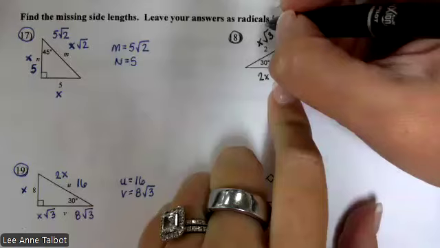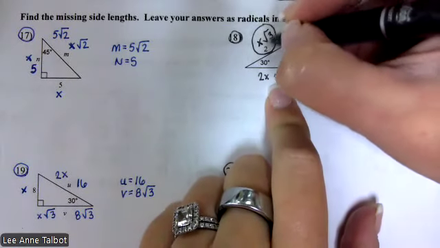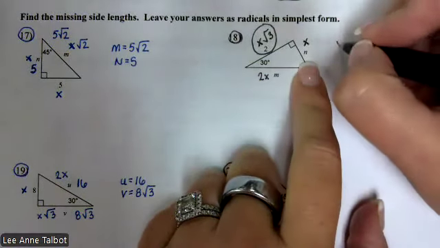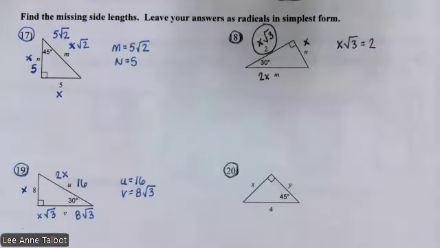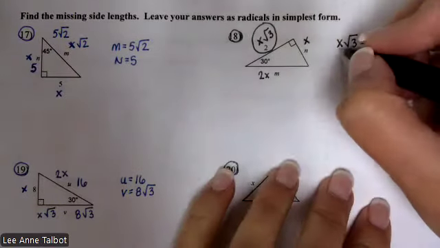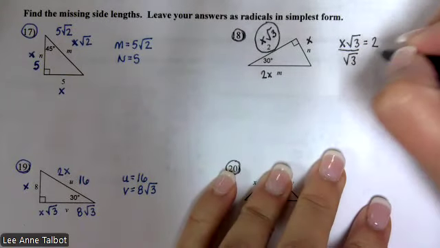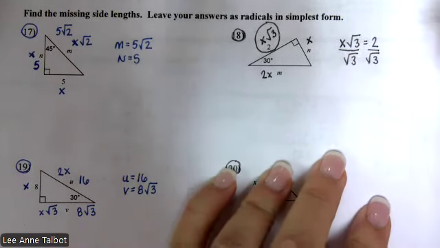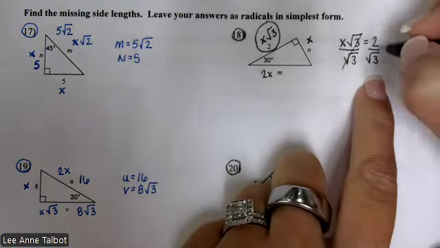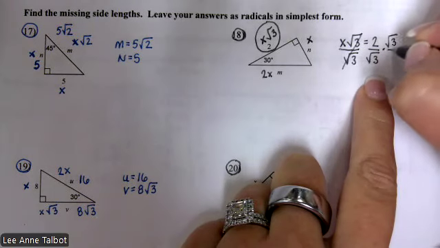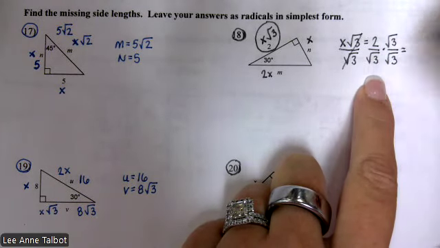Okay, and then because the x√3 side lines up with the 2, I say x√3 equals 2. Divide by √3. You see where it's going? Okay. Can't leave a root in the bottom, so we rationalize, which means make it into a rational number.